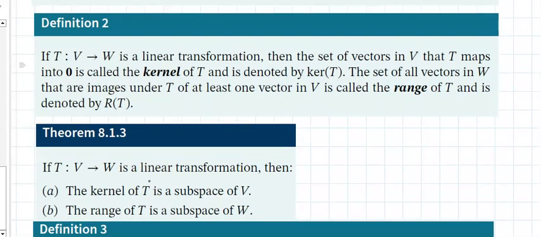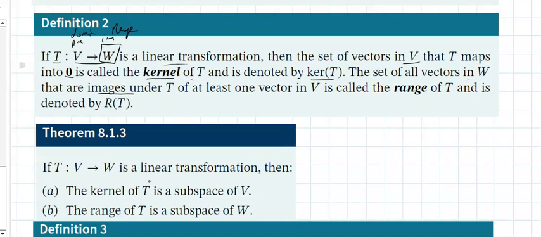Defining what a kernel is: let the transformation from V to W be linear. Then the set of vectors of V that T maps into 0 is called the kernel. So you want everything to map to the origin. That's called the kernel of T, denoted by kernel of T. The set of all vectors in W, remember you're going from V to W, are the image. So this is the pre-image, this is the image, this is like domain, and this is range.